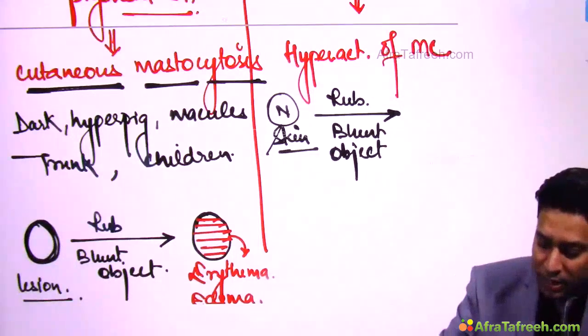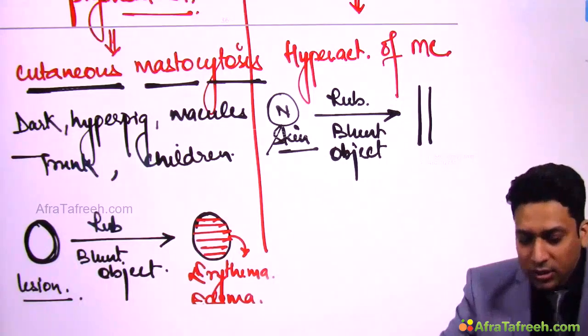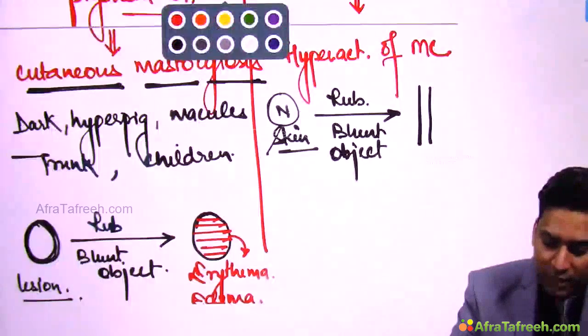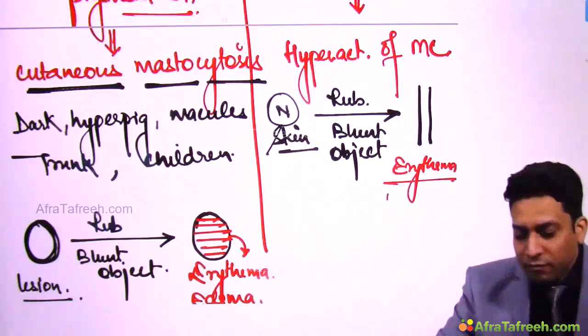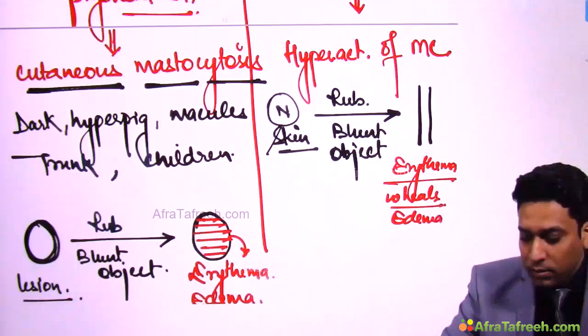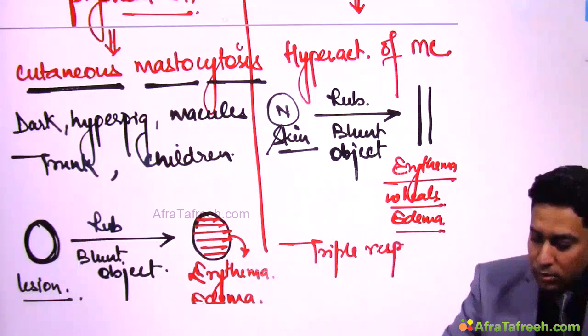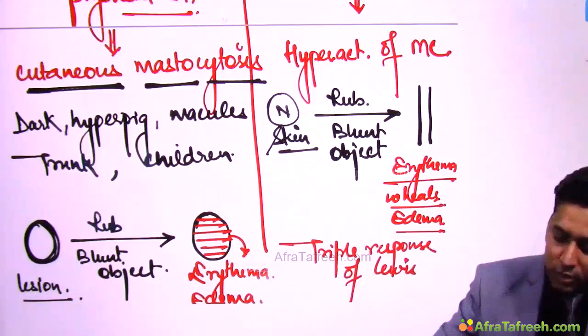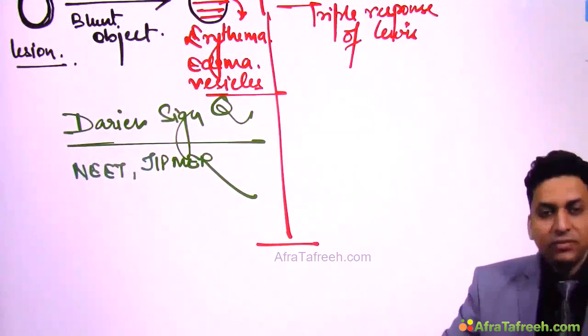So wherever you rub, let us consider that you have drawn two straight lines. Where you have drawn these two straight lines with this blunt object, you will find erythema develops and they become red, and wheals develop, edema develops. This is known as triple response of Lewis. What is triple response of Lewis? That is, three things will happen. Wherever you will rub, three things will occur.